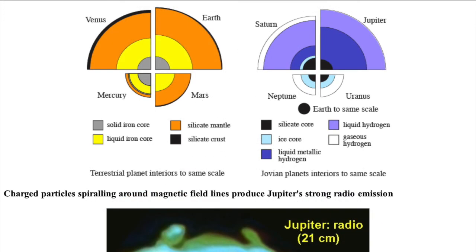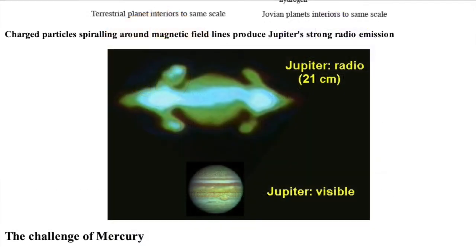This picture summarizes what we think the interiors of the planets are like. Uranus's and Neptune's magnetic fields are probably created in their mantles of slushy water mixed with ammonia and methane, labeled ice core here. The next picture shows the super strong, super deadly radiation belts around Jupiter, where charged particles spiral around Jupiter's magnetic field lines to produce the abundant radio energy we see with our radio telescopes.